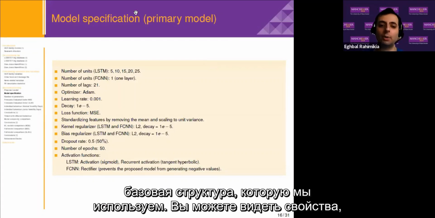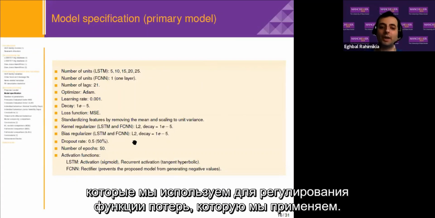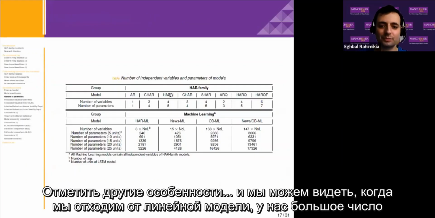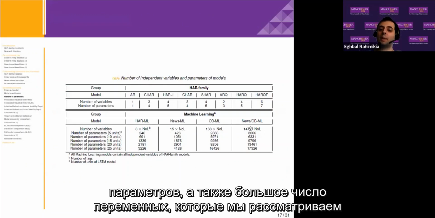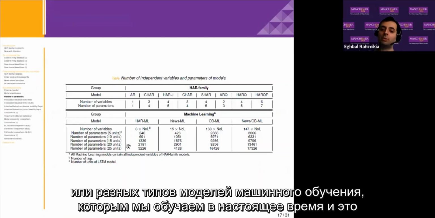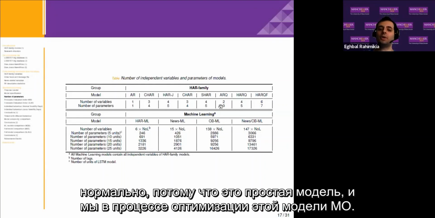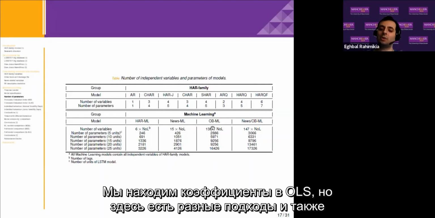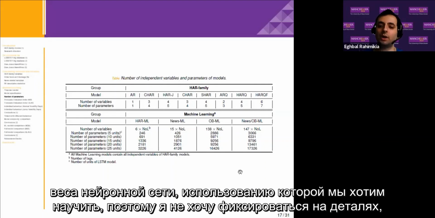You can see the properties we are using for regularization, the loss function, and other things. When we move from linear models, we have a high number of parameters to tune, and also a high number of variables we are considering for different units or different types of machine learning models we are training. This is totally normal, because OLS is just a simple model where we are finding those coefficients. But here we have different weights and biases in the neural network that we need to train.